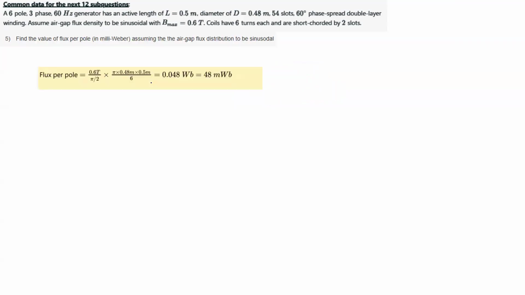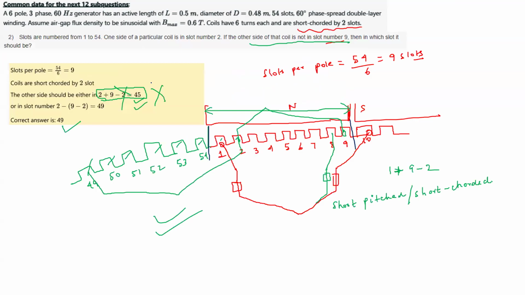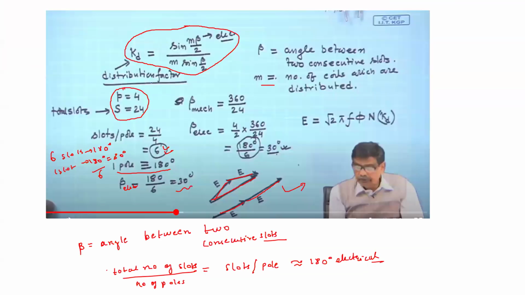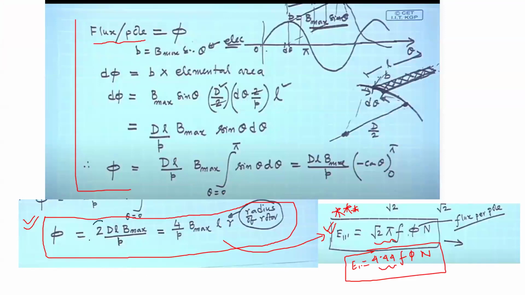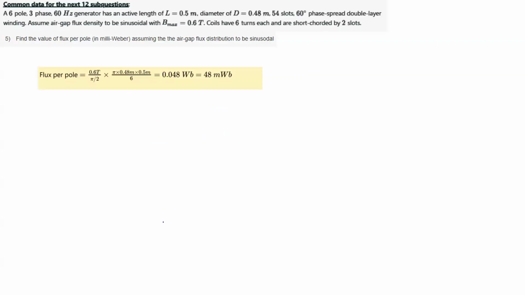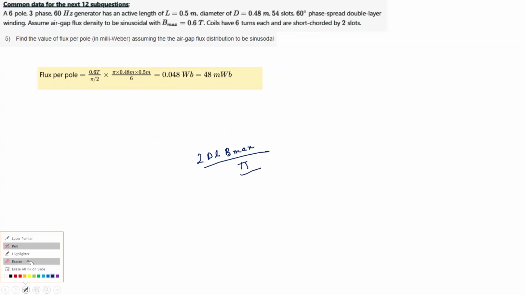Now we have to find the value of flux per pole. We have derived the flux per pole, right? We have seen the derivation. So what is the formula for flux per pole? What is given is the diameter, so we have to take the formula in terms of diameter. So this is 2DL B max by P. Flux per pole is 2DL B max by P, right?